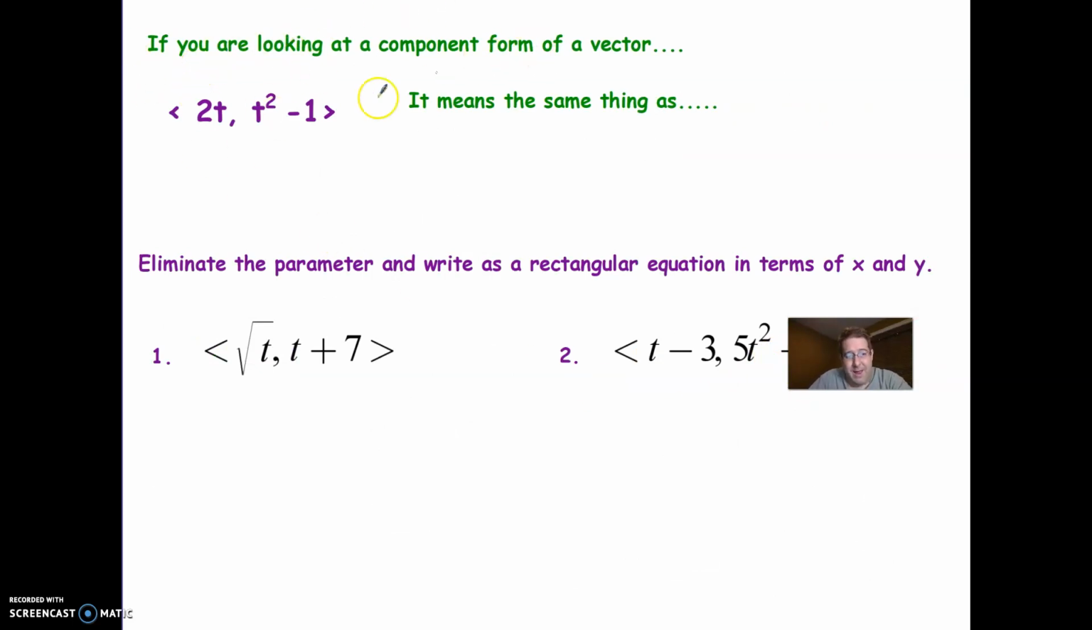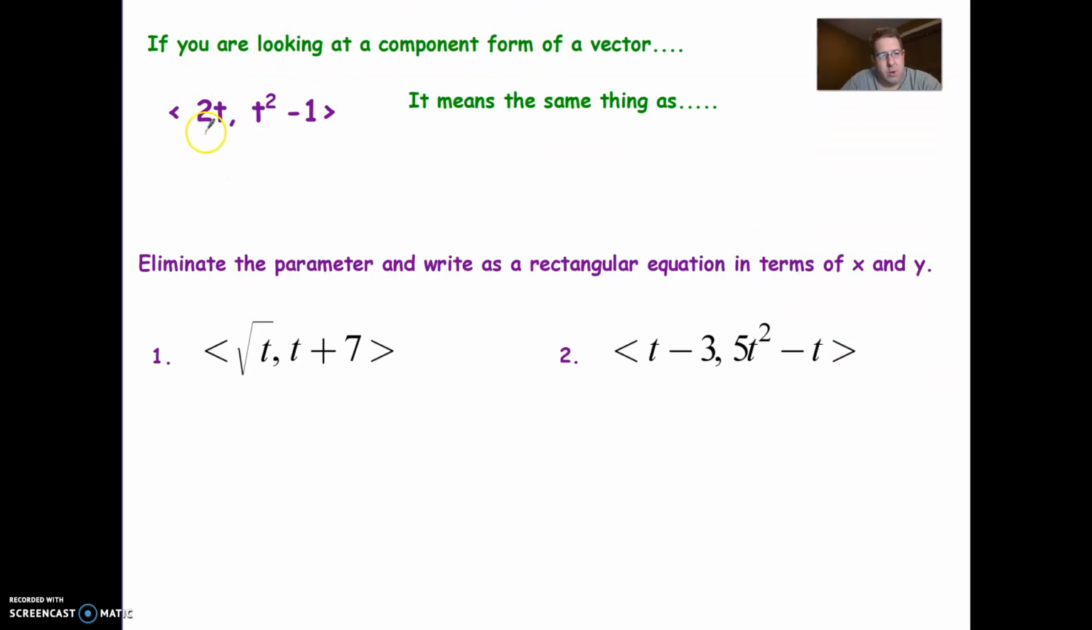All right, a couple more examples. What if you were looking at it in component form? Okay, so this is actually slightly different. What you notice here is that this is basically the x and this is the y in component form. Well, that just means that that's the same thing as x equals 2t and y equals t squared minus 1. Now, everything else is done just the same.